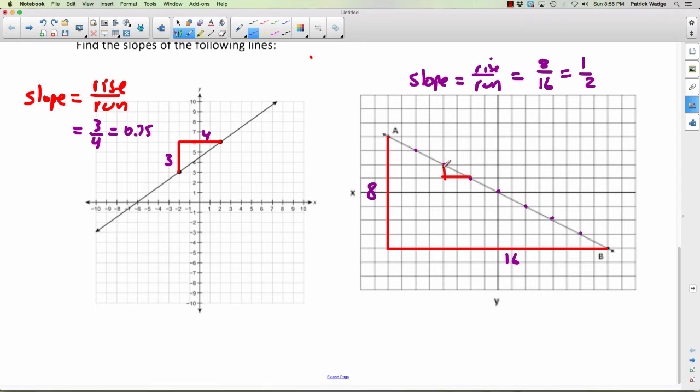Okay, if we just look at this one, what's the rise? 1. What's the run? 1, 2. 1 over 2. Oh yeah, we get the same thing. See, it doesn't matter which 2 you would use here. If you put them all into lowest terms, you'd always get 1 over 2.